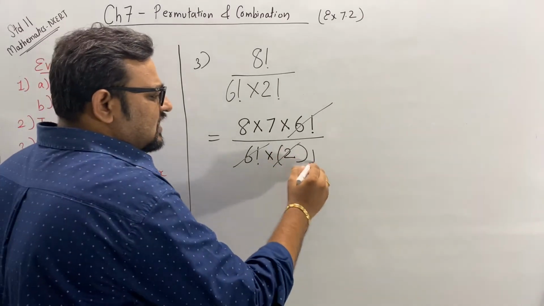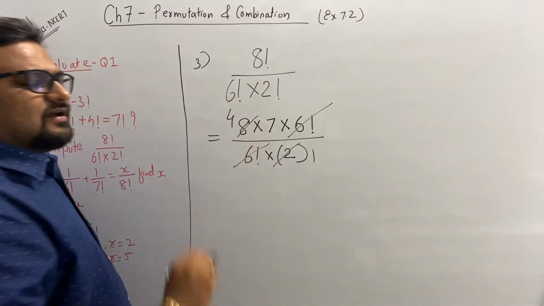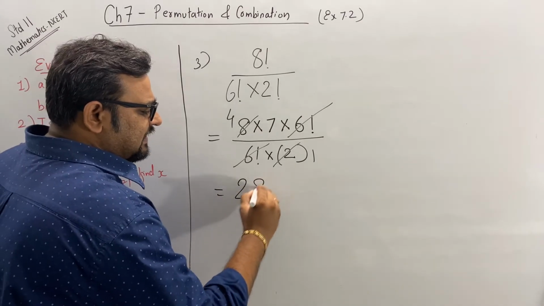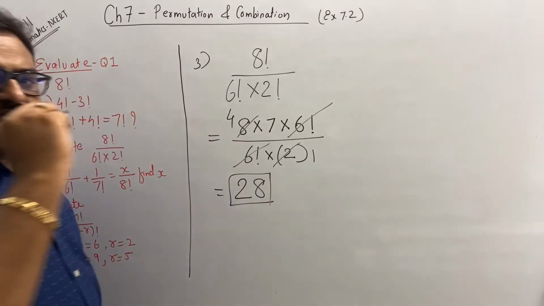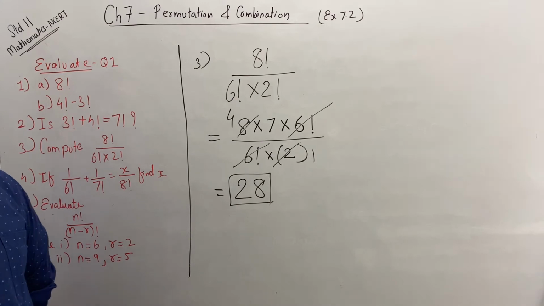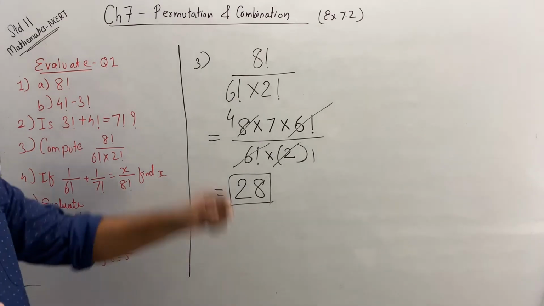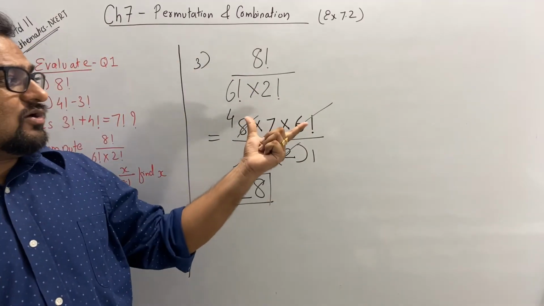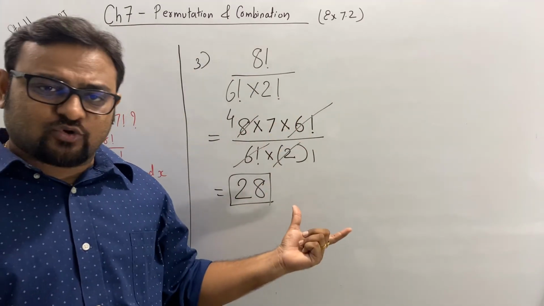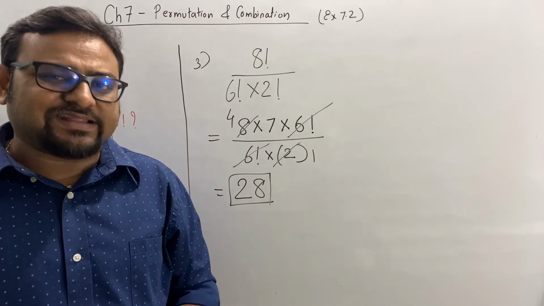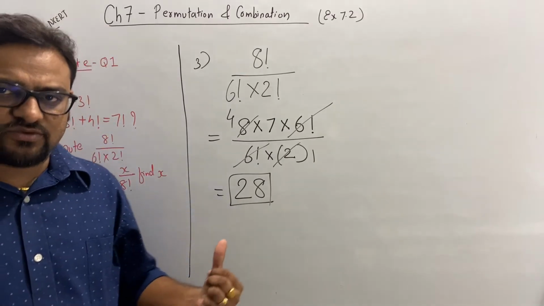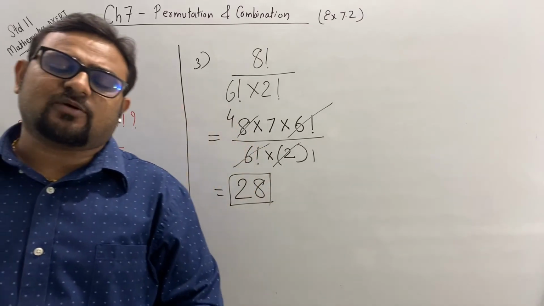2 ones are 2, 2 fours are 8, right? So 4 into 7, 28. Clear? So you calculated it in short, right? Don't calculate the value of whole 8 factorial and write down and 6 factorial, 2 factorial. By that also you will get the correct answer, but that will be quite lengthy compared to this. Okay? So note down question number 3.